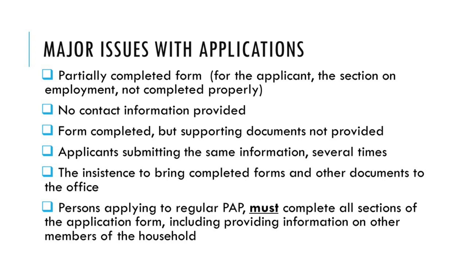Now, some of the major issues that we have noticed from the applications that we've been receiving so far. Number one, partially completed form. So the applicants would complete the first section, perhaps with the personal information, the name, date of birth, gender, address, etc. But when it comes to the employment section, that is left blank. Some people will say English is a funny language. One of the questions in the questionnaire is number of persons in the household employed. And I guess for some, well, I'm not working at this time, so they put 0 or they put nothing.